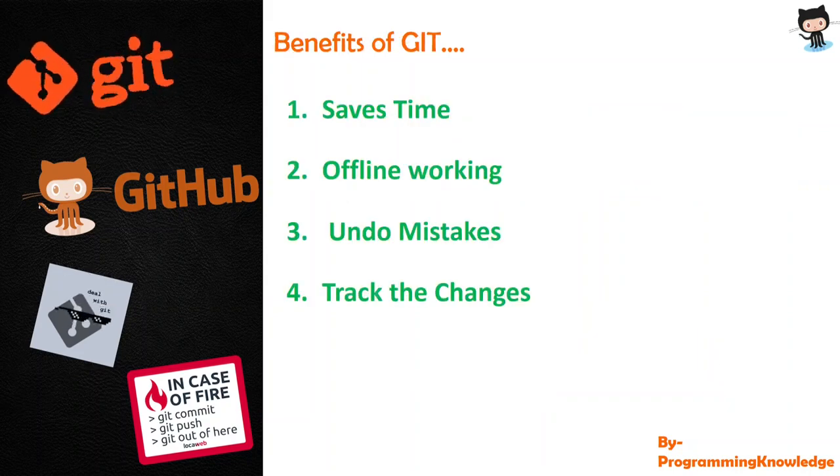Now, some of the benefits of Git: it saves time. We can work offline, except for some of the operations like cloning the project or pushing the project or pulling the project. We need a network connection at that point of time. That cannot be done offline. But when you make changes, you can work on your local repository and you can do your work offline as well. And we can also undo the mistakes, we can track the changes, and we can track the history of changes that is done. So this is one of the benefits of Git.